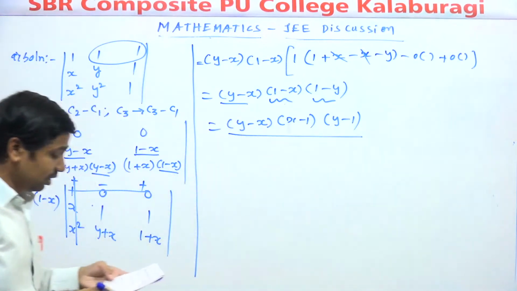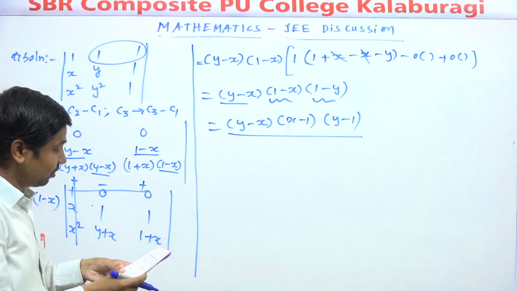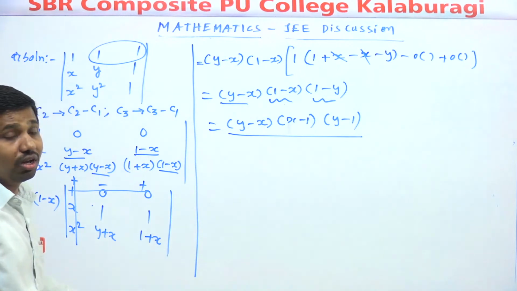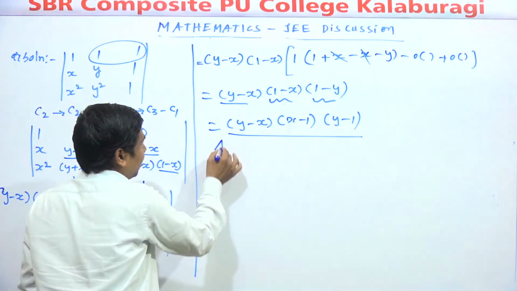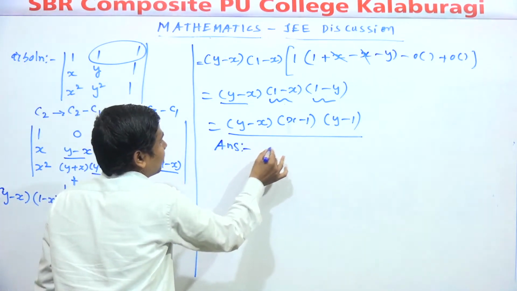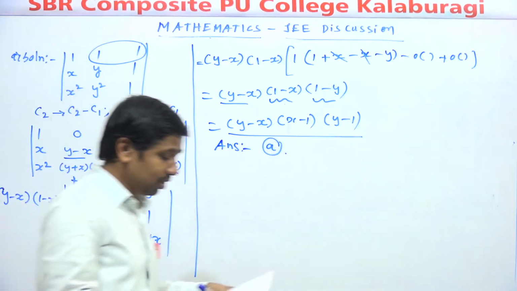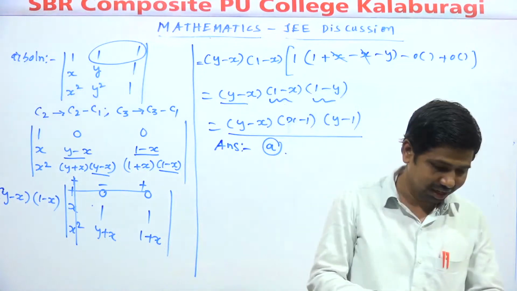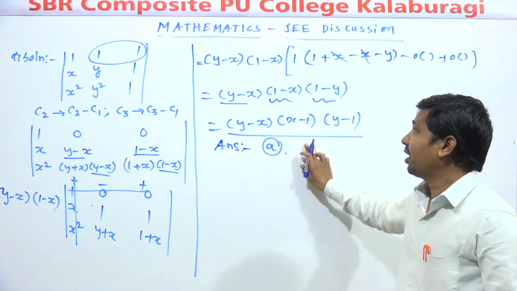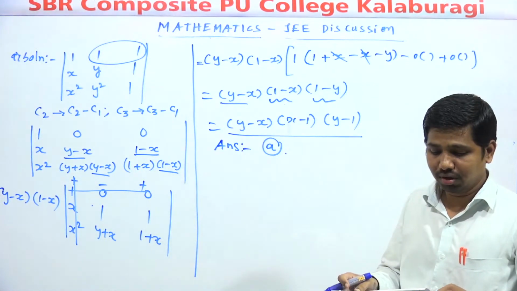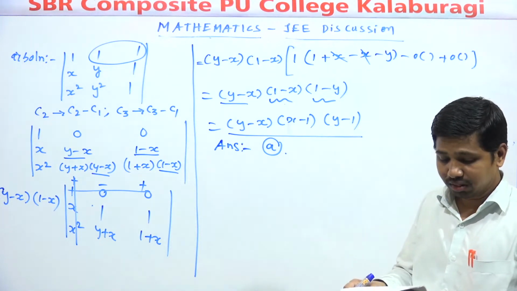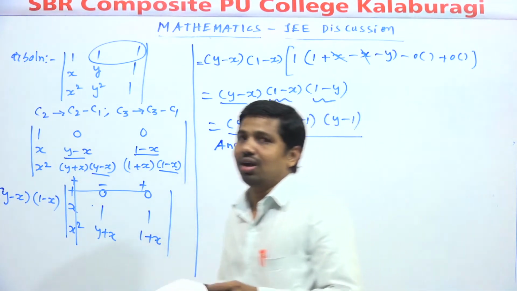So which alternative is it? (y − x), (x − 1), (y − 1) is the first option. So I can tell that the answer is A. So for the ninth one, the first option is correct. These are the factors of the determinant of the given matrix of order 3 cross 3. So this was the ninth question.